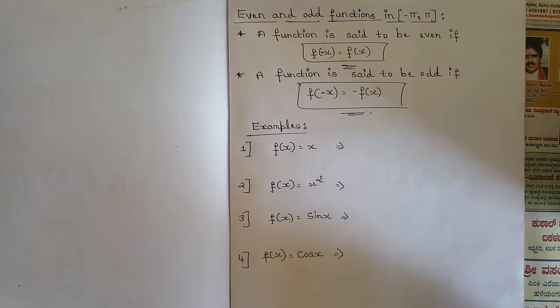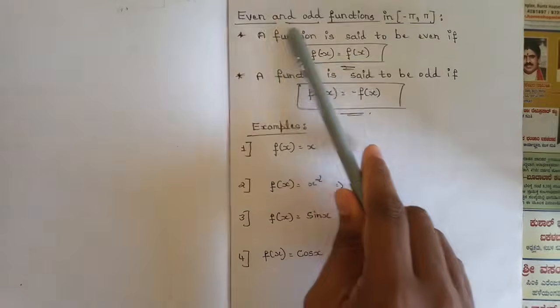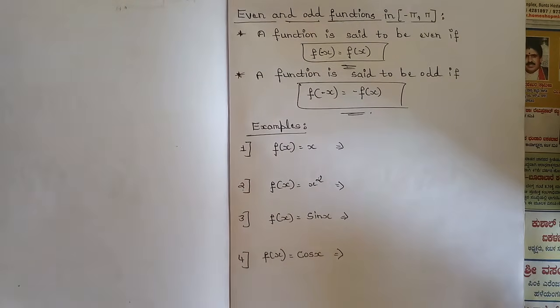So now let's talk about even and odd functions in various intervals. So in this module there are basically three main intervals which you need to study. They are the intervals from minus pi to pi, 0 to 2 pi and minus L to L. So we'll start from minus pi to pi. So let's see what are even and odd functions in minus pi to pi.